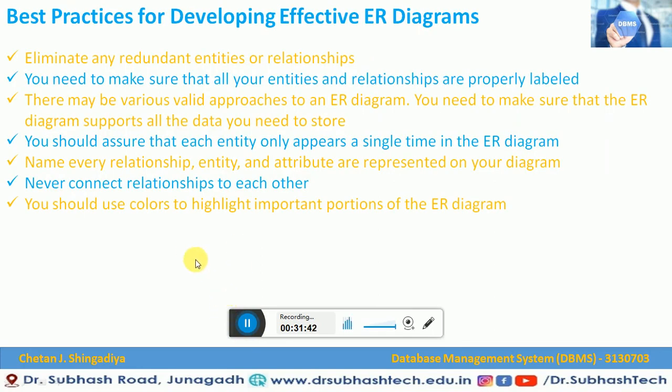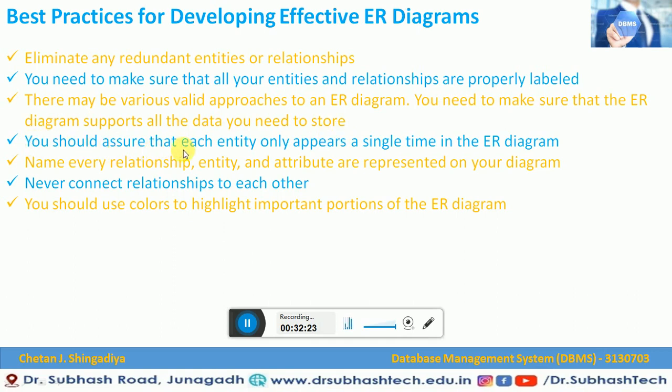Now let us see the best practices for developing an effective ER diagram. In that, first, we have to eliminate any redundant entities or relationships. Eliminate means we have to discard those entities or relationships which are not required. You need to make sure that all entities and relationships are properly labeled, so we have to keep in mind that proper naming is provided. There may be various valid approaches to an ER diagram, but you need to make sure that the ER diagram supports all data that you need to store.